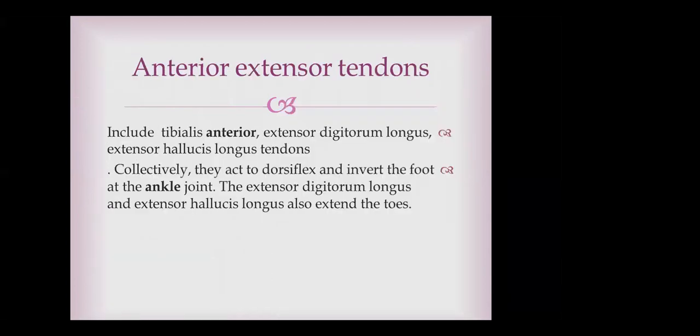Now I will talk about the anterior extensor tendon. The anterior extensor tendon consists of the tibialis anterior, extensor digitorum longus, and extensor hallucis longus tendon. They act collectively as dorsiflexors and invert the foot at the ankle joint. The extensor digitorum and extensor hallucis also extend the toes.